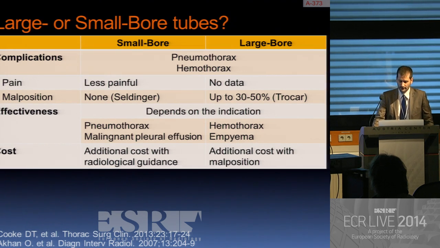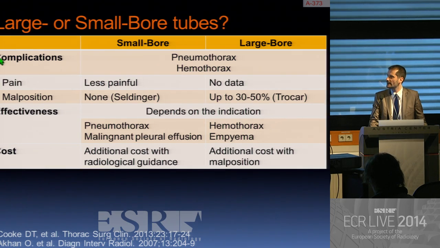Globally, small bore tubes have fewer complications than large bore tubes. The main complications of both kinds of tubes are pneumothorax and hemothorax. It is published that small bore tubes are less painful than large bore ones, but there is no data supporting this idea. The main complication of large bore tubes is malposition, which can occur in about 30 to 50% of the cases. If you insert a small bore catheter using the Seldinger technique, there is no problem of malposition.